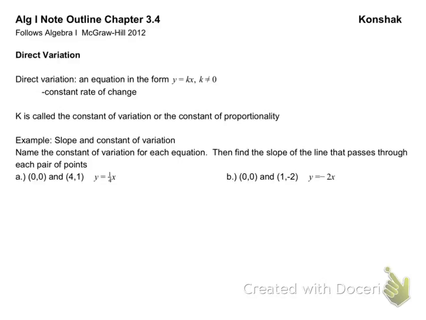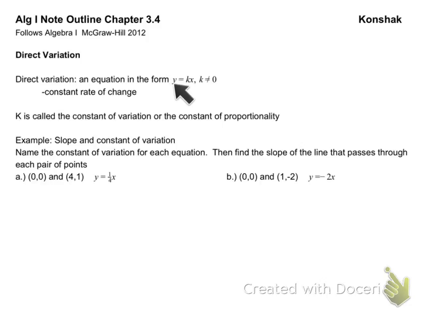Algebra 1, Chapter 3.4, we're going to talk about direct variation, using slope, certain types of equations, and this is a very specific type of equation. Direct variation, guys, is an equation of the form y equals kx, as we have it stated.